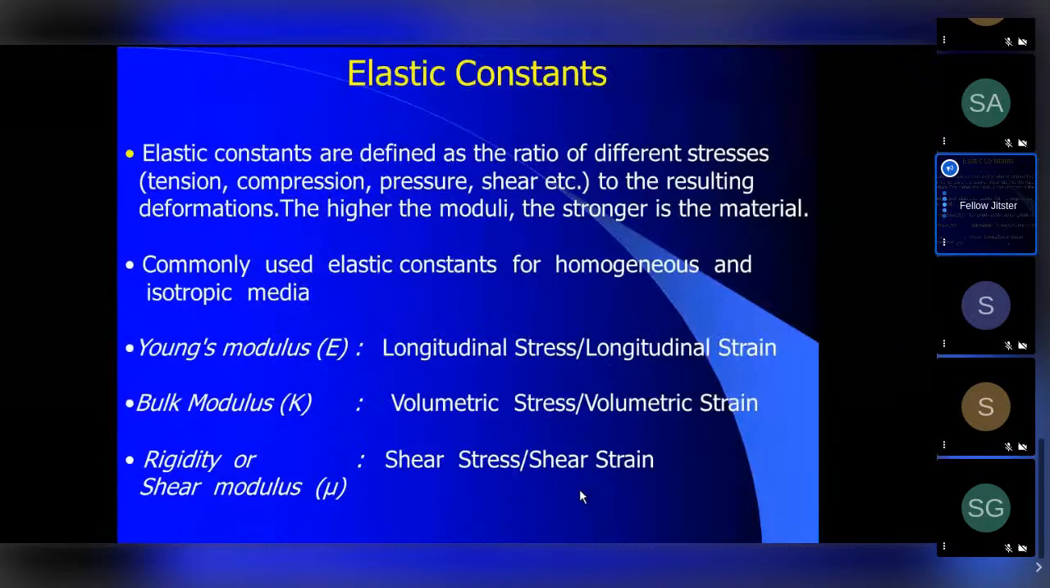Or you can do a shear. Shear means like cutting. If you rub your hands, it gets heated up. It's like shearing activity. So these three things define the elastic constants. We have the Young's modulus, the longitudinal stress by the longitudinal strain. We have the bulk modulus, which is volumetric stress by volumetric strain, and we have the rigidity or shear modulus, which is the shear stress divided by the shear strain. So remember, any of these moduli is stress by strain.